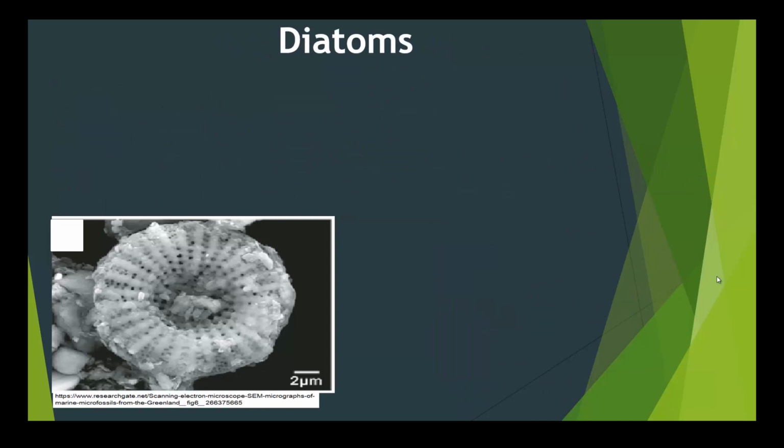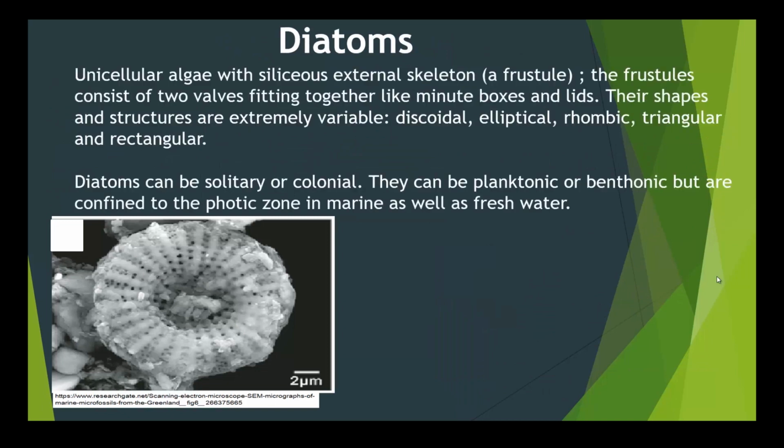Coming to the diatoms, these are unicellular algae with siliceous external skeleton called the frustule. The frustules consist of two valves fitting together like minute boxes and lids. Their shapes and structures are extremely variable. They can be discoidal, elliptical, rhombic, triangular, rectangular, and so on. Diatoms can be solitary or colonial.